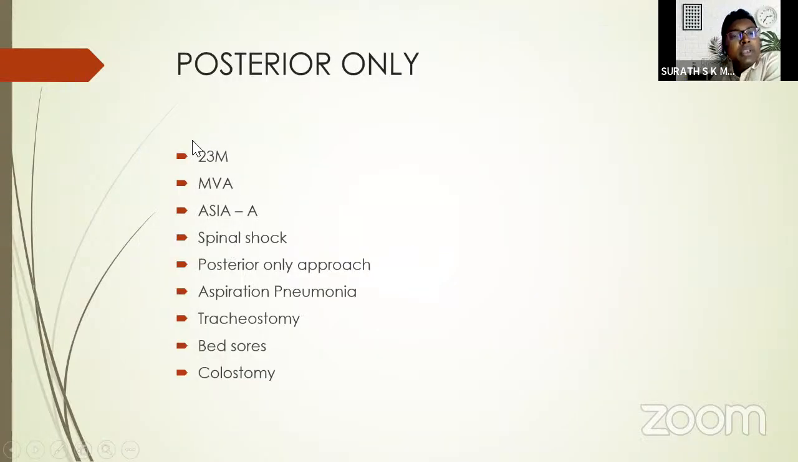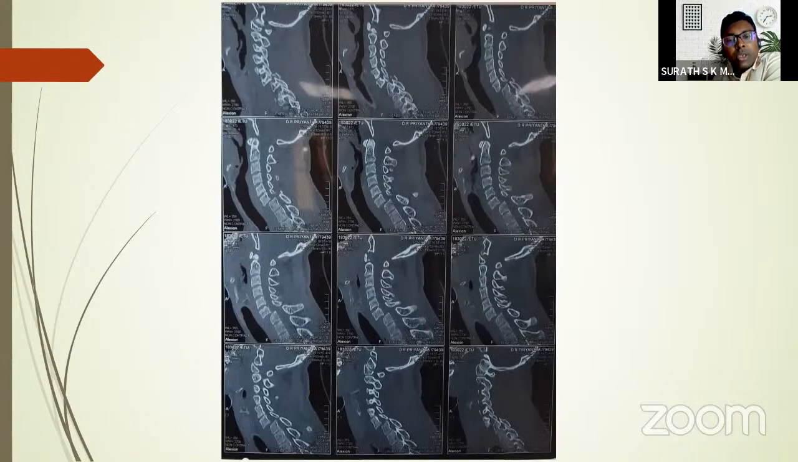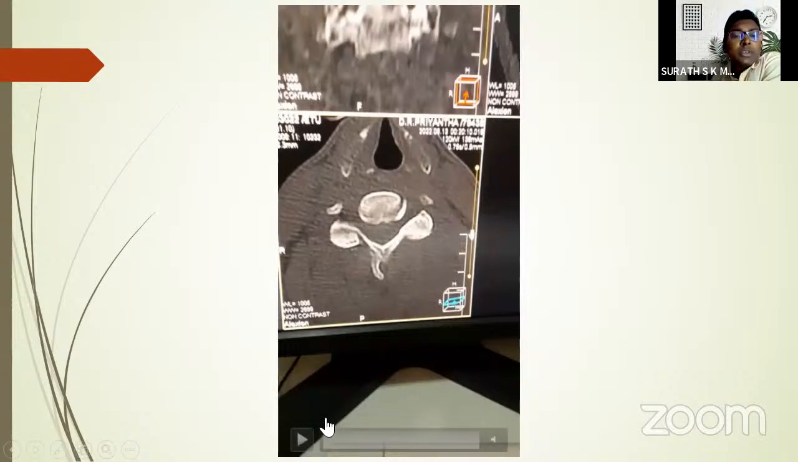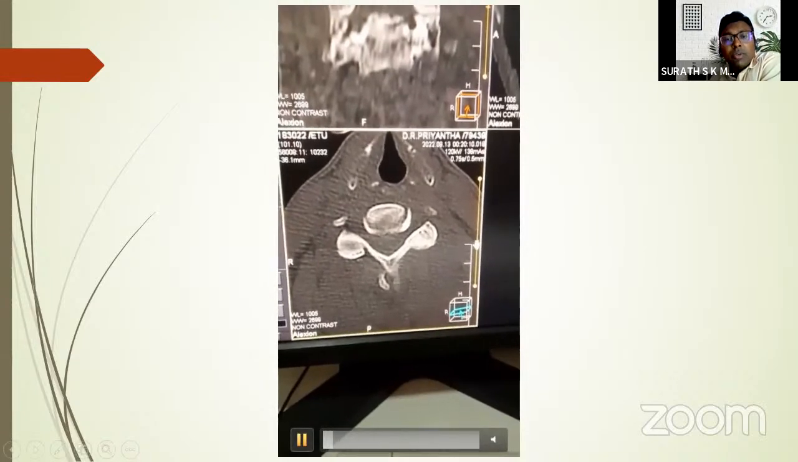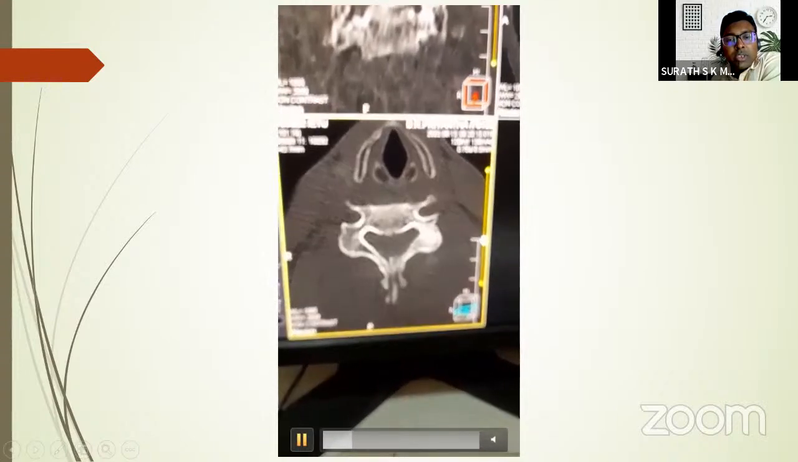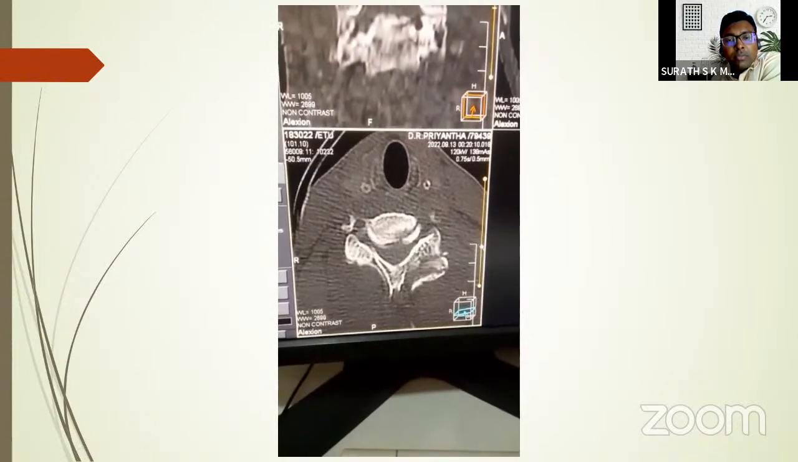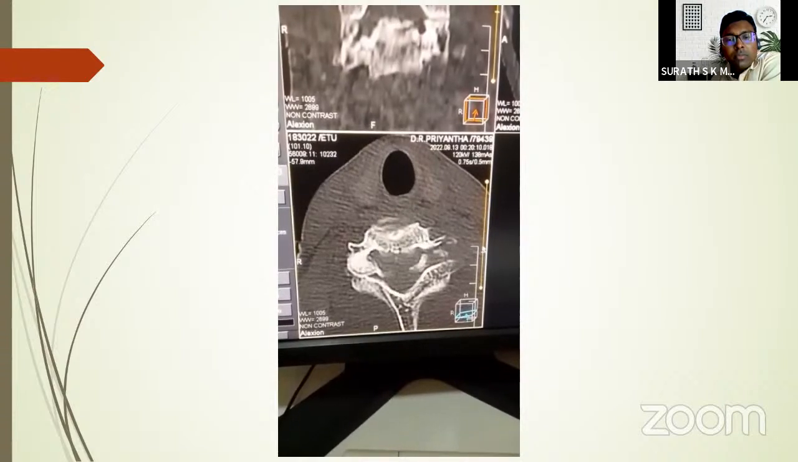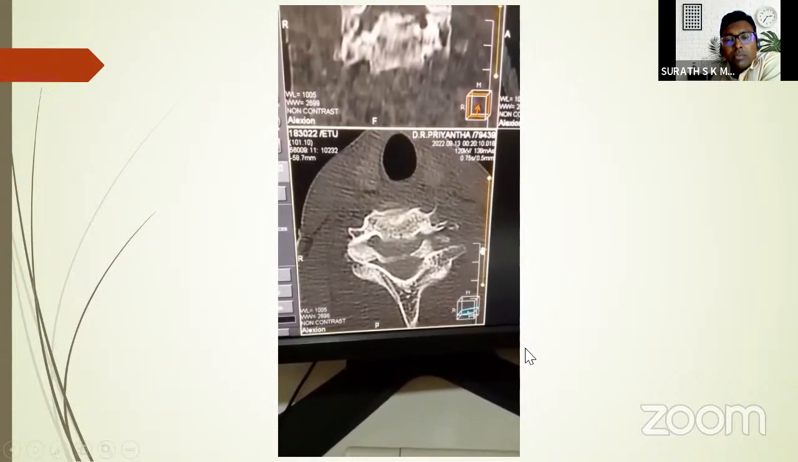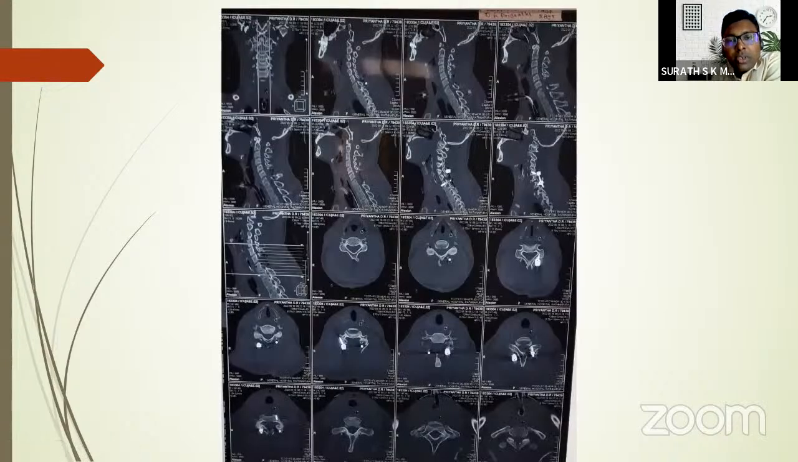Another one, a 23-year-old male, motor vehicle accident, again ASIA A, spinal shock. So we decided to go from the posterior approach only. C2, 3, 4, 5, 6, 7, C6-7 dislocation. And this patient was very poor, and he couldn't afford the screws as we liked. So this is the pre-op CT, the axials. And this is what we did.